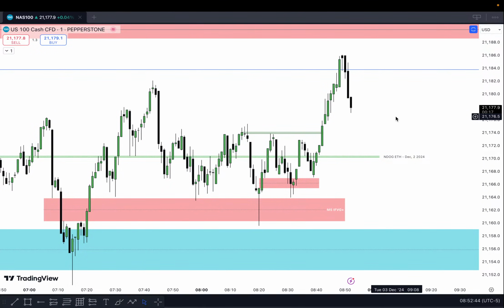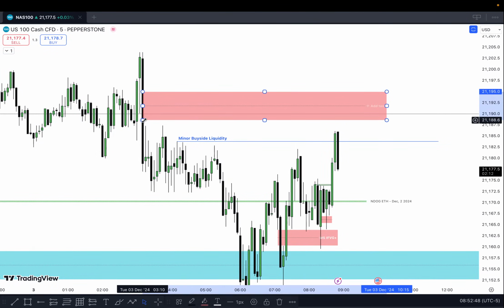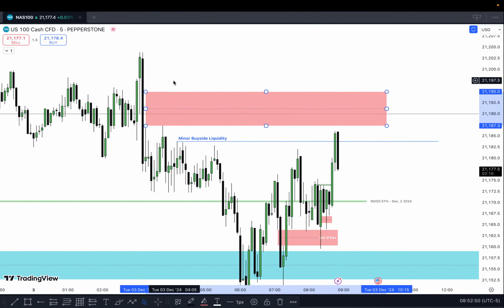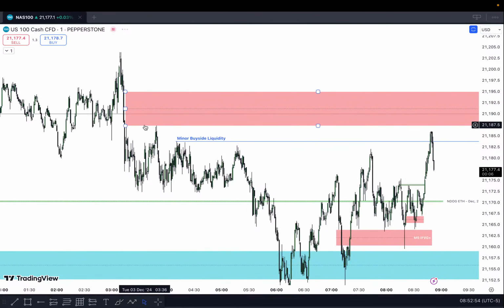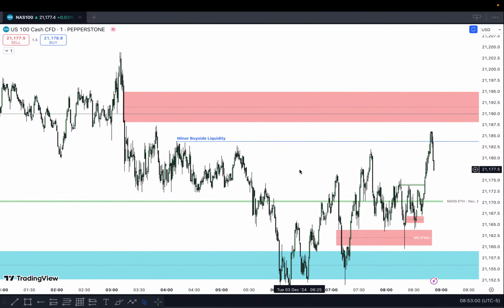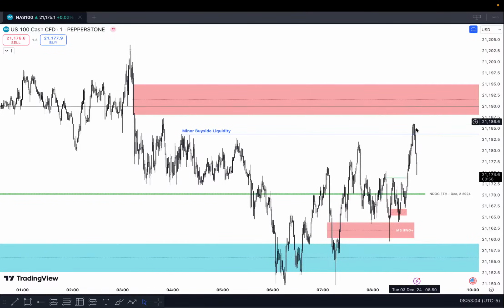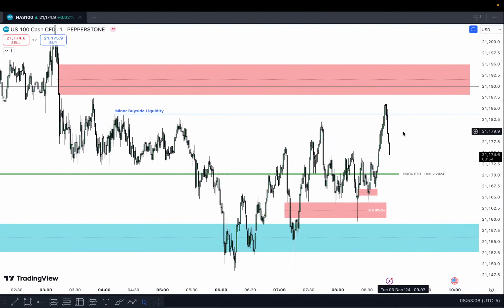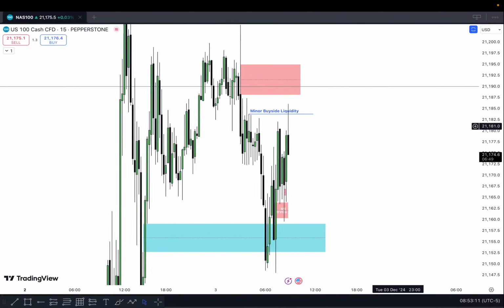Now the minor buy side liquidity is attacked here. Okay, I want to see if we can reach for this imbalance here. There's a huge imbalance on 1-minute chart. See, that's a huge imbalance here. But if we start to go lower from here only, then that is something I don't want to see happening here.